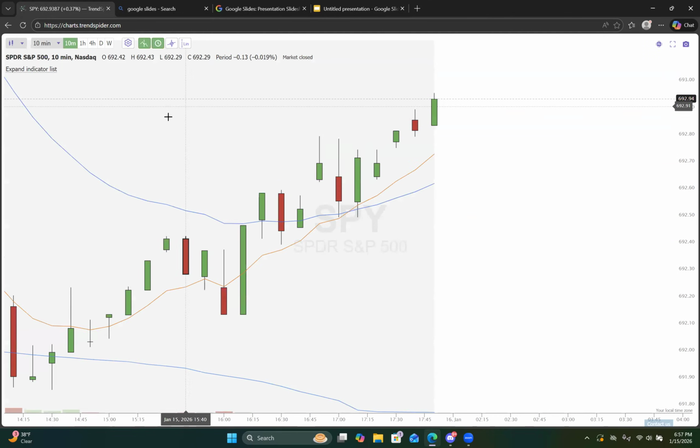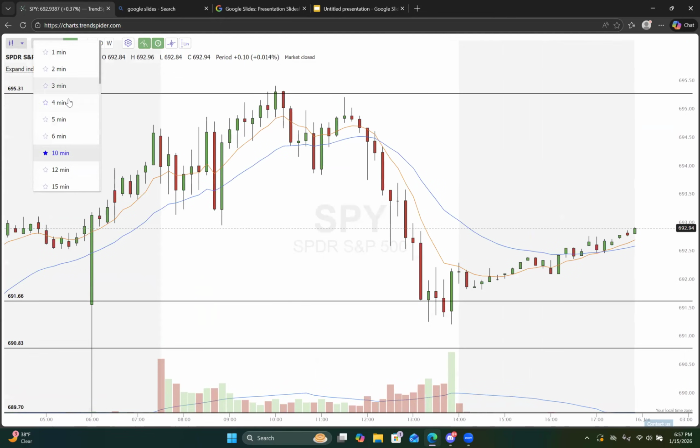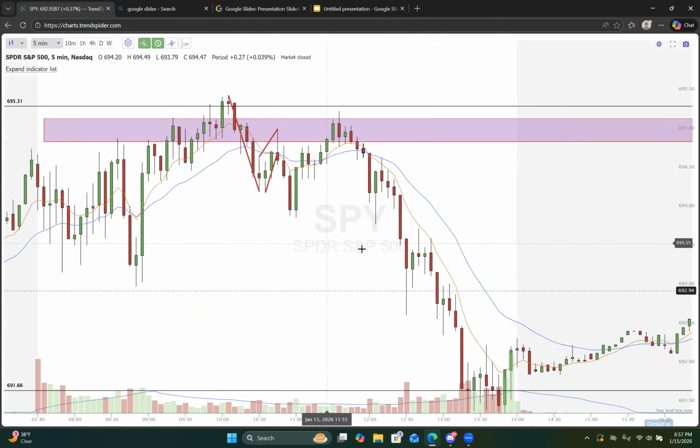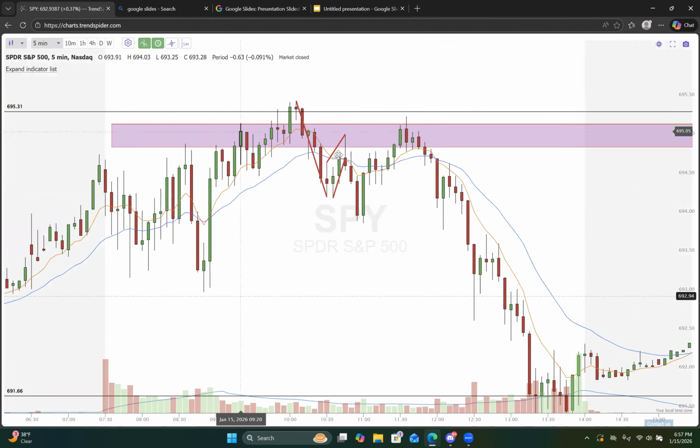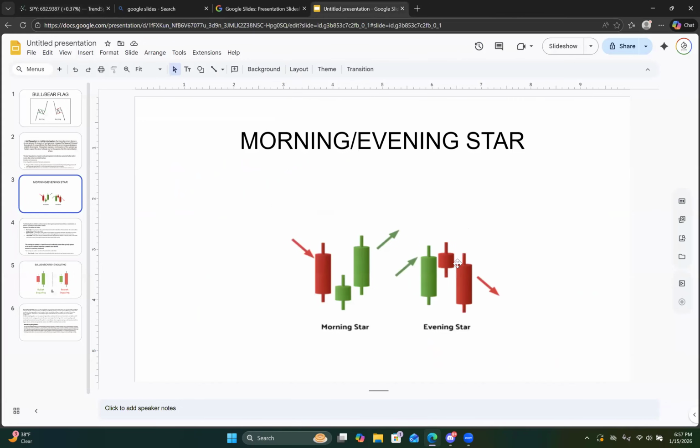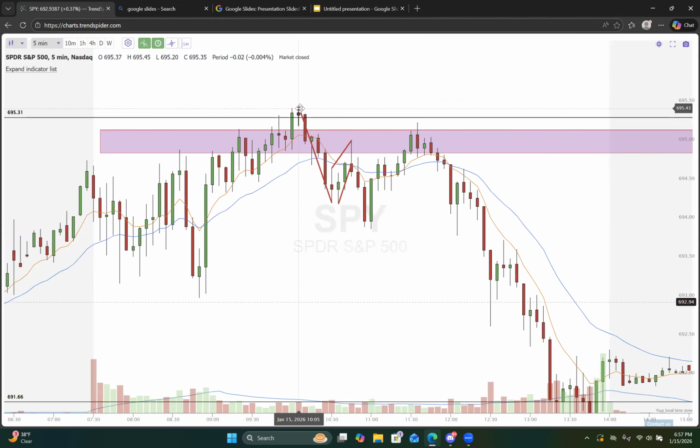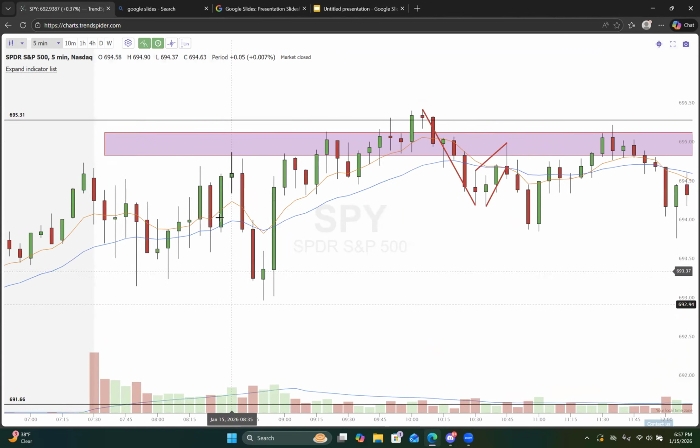All right, let's go down to the lower time frame, a 5 minute again. We know 695 is a very prominent level. What happened? We had an evening star right into 695. So that's another reason why I was looking short here today. You can even see one here as well. Push higher, stalled out, doji, candle down: evening star, evening star. Just like the bull and bear flags, these happen quite often.